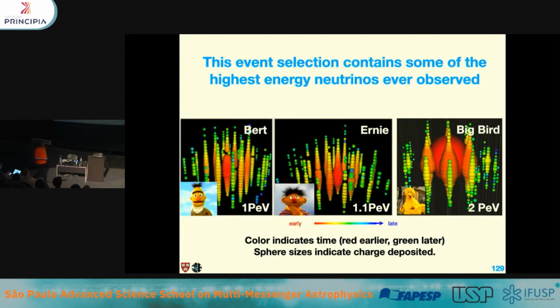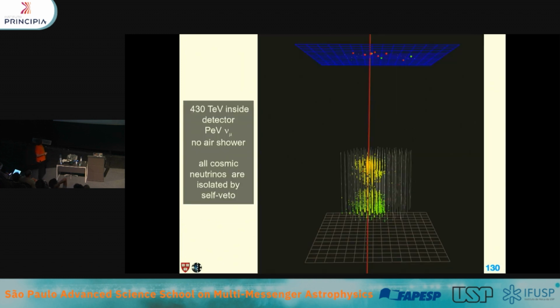The first ones were named after Muppets. They were Bert, Ernie, and Big Bird. They were seen, like I mentioned, about 10 or 11 years ago. If you look at them for too long, they will start looking like their characters, but maybe it's too many years looking at these little diagrams. Now we actually have a lot of them. I also mentioned very briefly that we have IceTop, which is on top of the IceCube observatory.